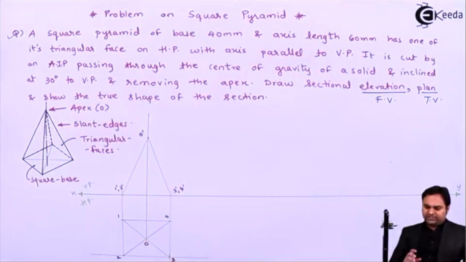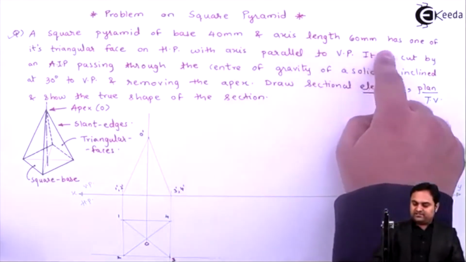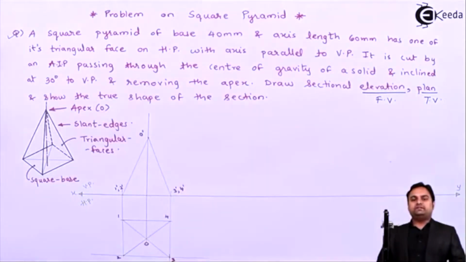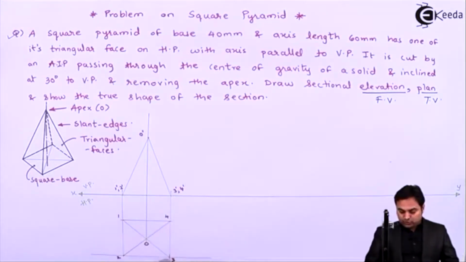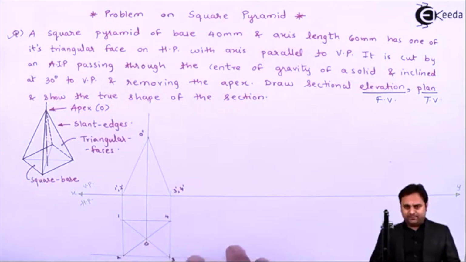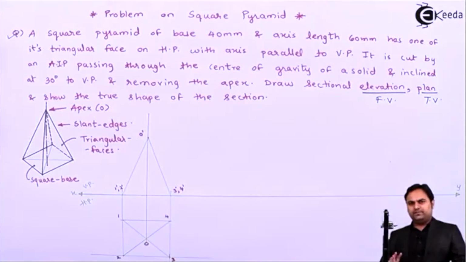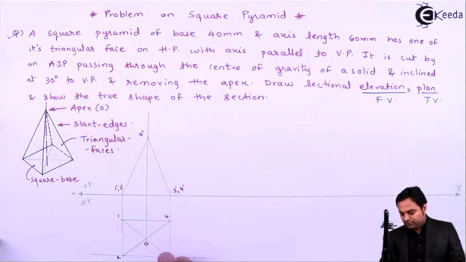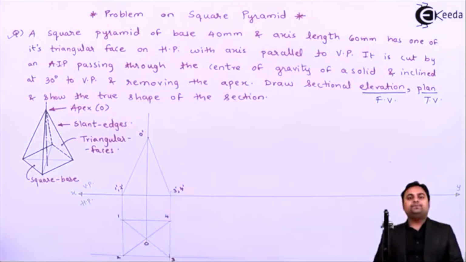So now in the question it is mentioned that square pyramid of base 40 mm and axis length 60 mm has one of its triangular face on HP. So when the triangular face is in HP, it means that the square pyramid should lie on its edge. Like taking an example here it is resting on edge 3 to 4 because we are going to tilt the pyramid onto the right hand side. So if it is resting on this edge and when I am going to tilt this pyramid, it will be lying on its triangular face O43.